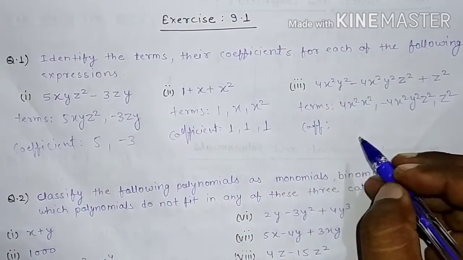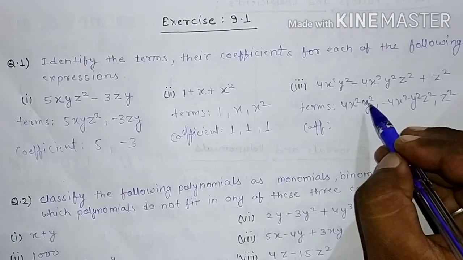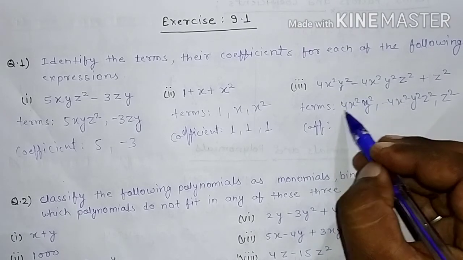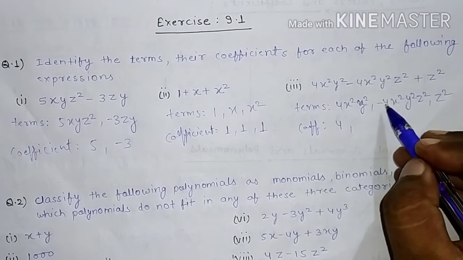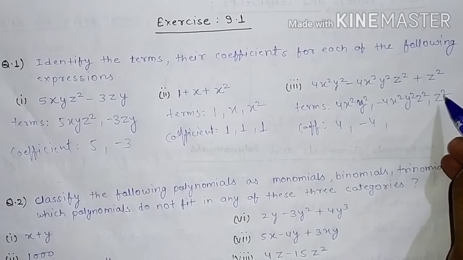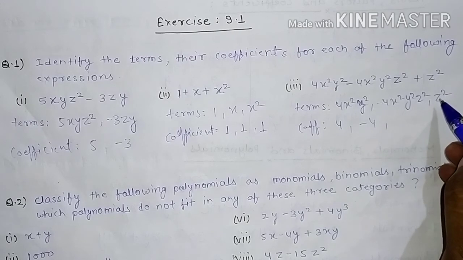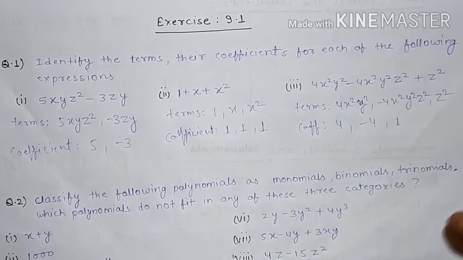And what is the coefficient of these terms? In 4x square y square, the constant is 4, so 4 is the coefficient. In the second term, minus 4 is the constant, so minus 4 is the coefficient. And the third term, z square, we can write as 1z square, so 1 is the coefficient of this term.